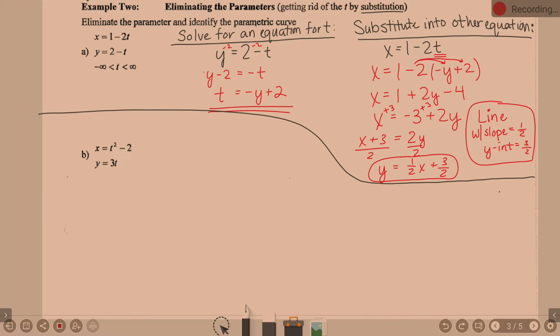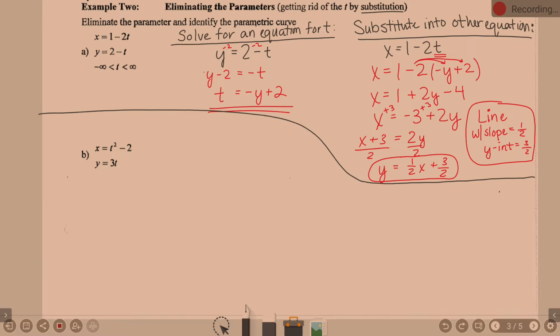Okay. So that was A. Let's try B. x equals t squared minus 2, and y equals 3t. Thoughts on where to begin this problem? Solve for t. Okay, solve for t, with the y equation.